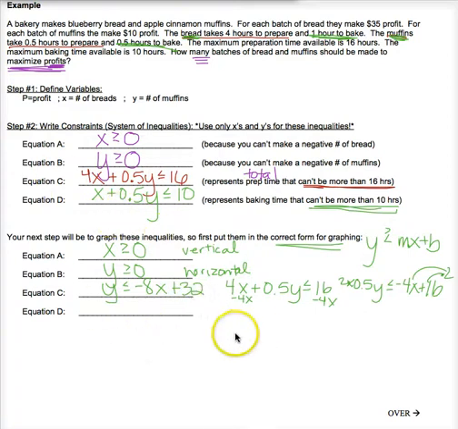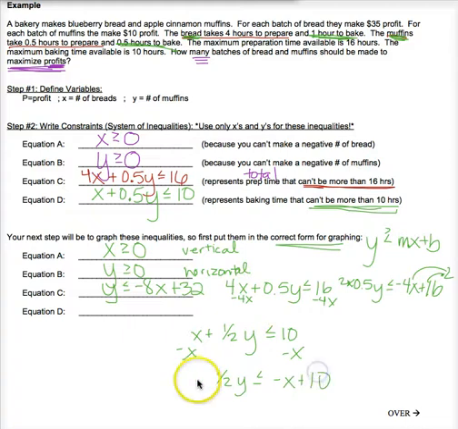Our last equation started out x plus 0.5. I'm just going to write it as 1/2 because it's easier for me to look at the fraction. To get y alone, subtract the x first. So that gives me 1/2 y less than or equal to negative x plus 10. So multiply everything by 2 over here. So y is less than or equal to negative 2x plus 20.